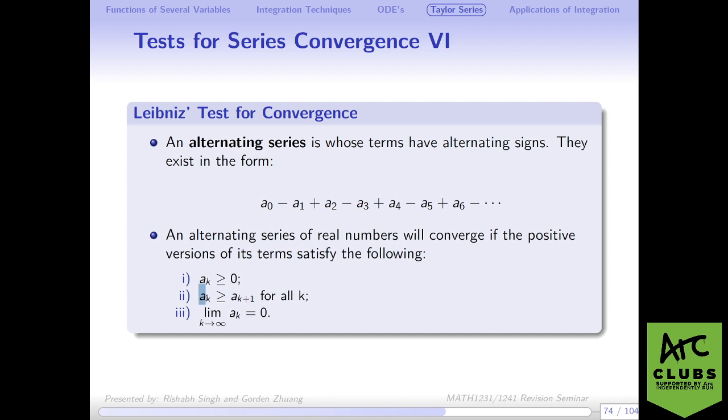The second condition is that they have to be decreasing. So a_k must be greater than or equal to a_(k+1). And thirdly, this sequence must converge towards 0.